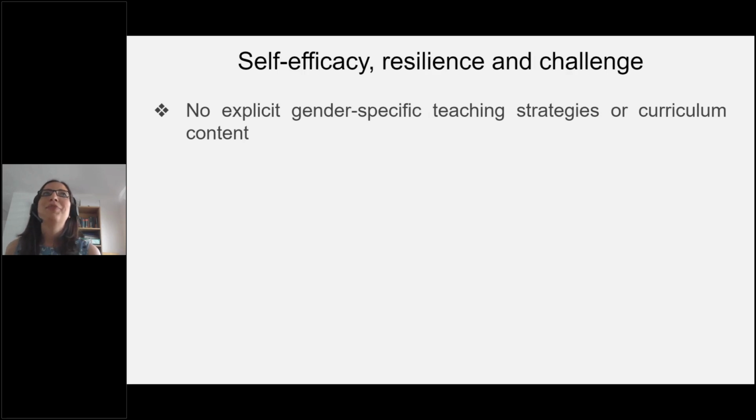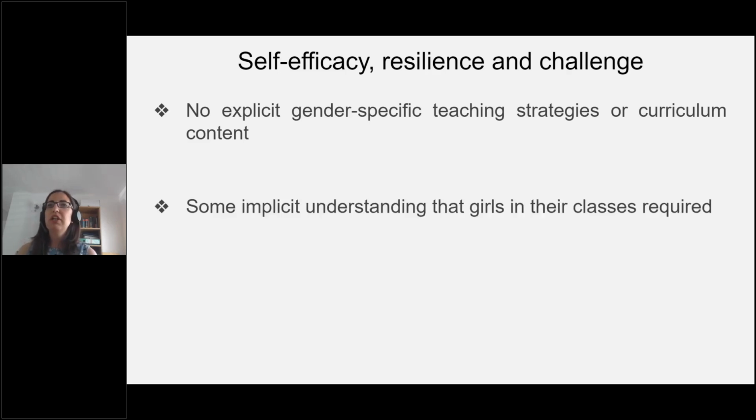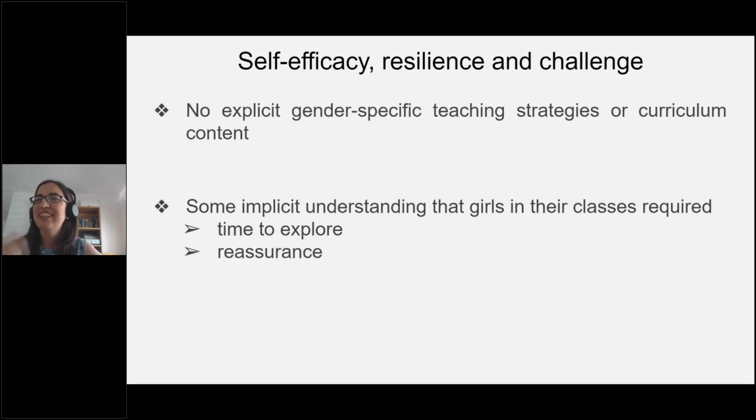And what came out of it was that when they were spoken to or observed, there weren't any explicit strategies that were used specifically for girls. And they hadn't changed the curriculum content at all because they were teaching girls. But what emerged was that there was some sort of implicit understanding, or kind of unconscious strategies, that girls in their classes actually required a bit more time to explore tasks within a clear structure, actually.